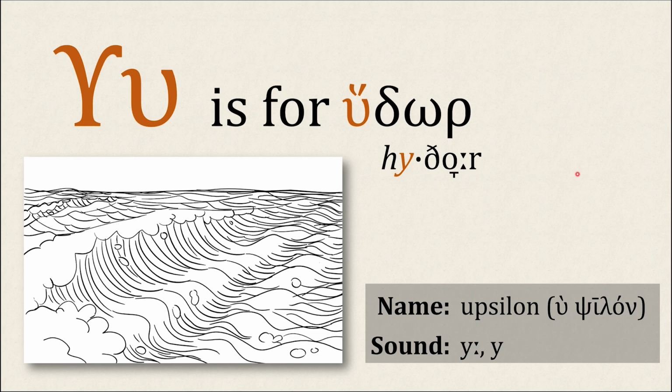E is for Hudor. Hudor means water. Hudor, like hydroelectricity, hydropower. The H part is that breathing symbol there. The letter name for this symbol is Epsilon, and it makes two sounds. It could make a long sound or a short sound.